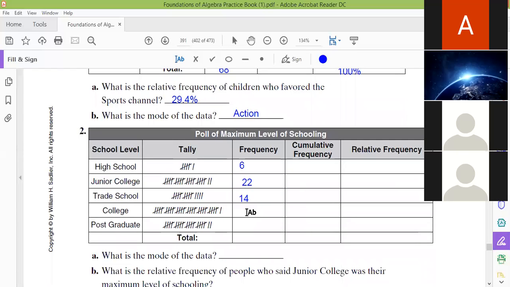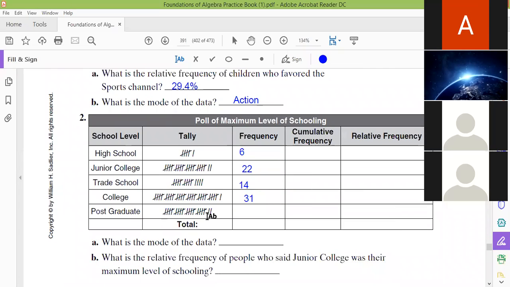Very good. Now, college: 5, 10, 15, 20, 25, 30, 31. Now, postgraduate: 22. Now, tell me the total sum at the end. Add them. Not 100. How much? 95. Exactly, it's 95.